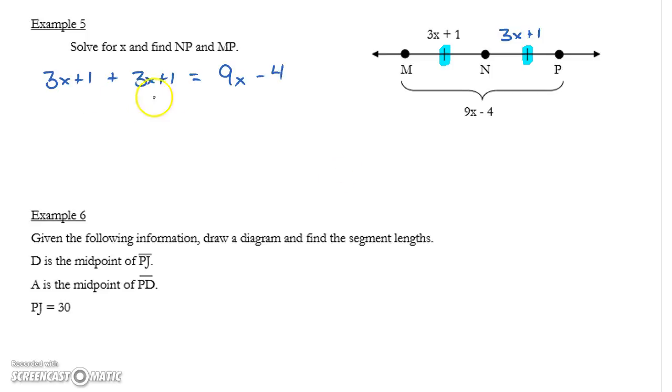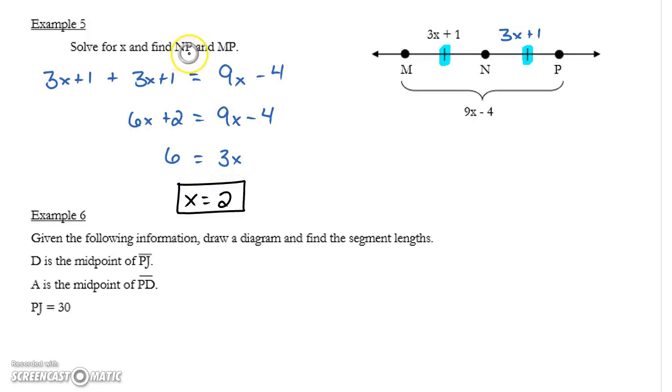Now I can use algebra to solve for x. 3x and 3x is 6x, 1 plus 1 is 2, equals 9x minus 4. Subtract the 6x from both sides and I get 3x. Add this 4 to both sides, I get it equals 6. When I divide both sides by 3, we find that x is equal to 2.